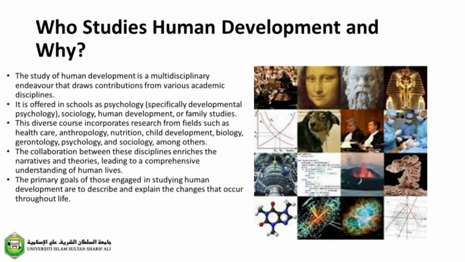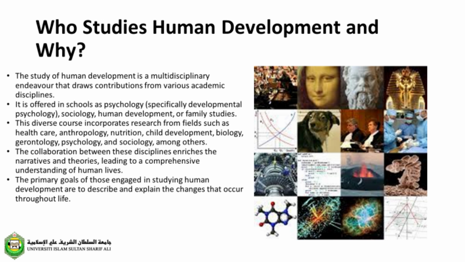Who studies human development and why? The study of human development is a multidisciplinary endeavor that draws contributions from various academic disciplines. It is offered in schools as psychology, specifically developmental psychology, sociology, human development, or family studies. This diverse course incorporates research from fields such as healthcare, anthropology, nutrition, child development, biology, gerontology, psychology, and sociology, among others. The collaboration between these disciplines enriches the narratives and theories, leading to a comprehensive understanding of human lives.